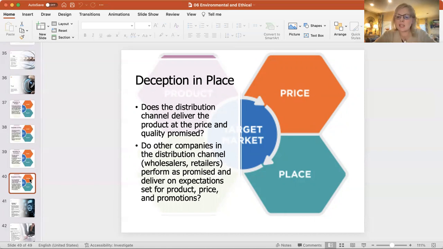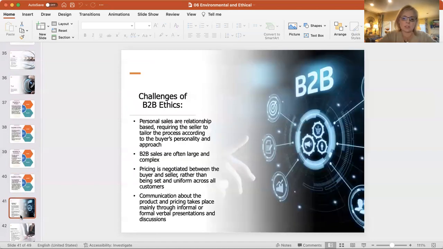Deception of place. Can we do this at the right place at the right time? And again, there are types of things that we have to think through here, but do our wholesalers and retailers, are they going to perform as delivered? So those are some of the things that we have to think through.